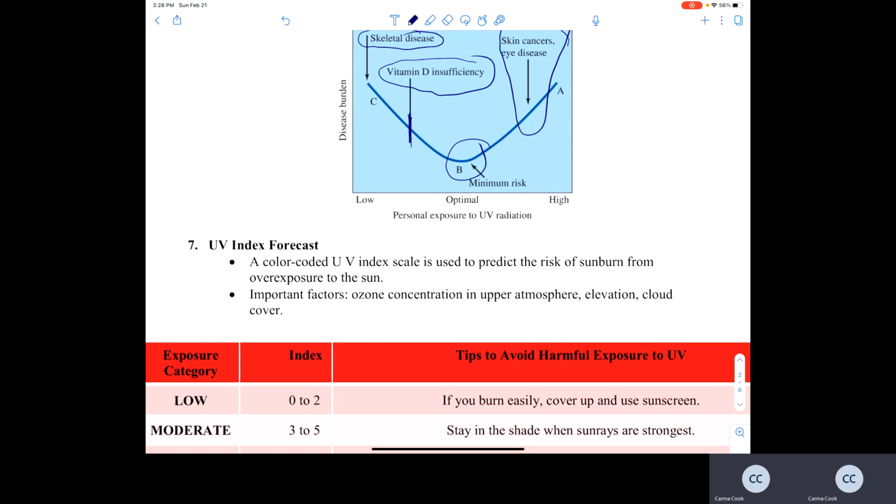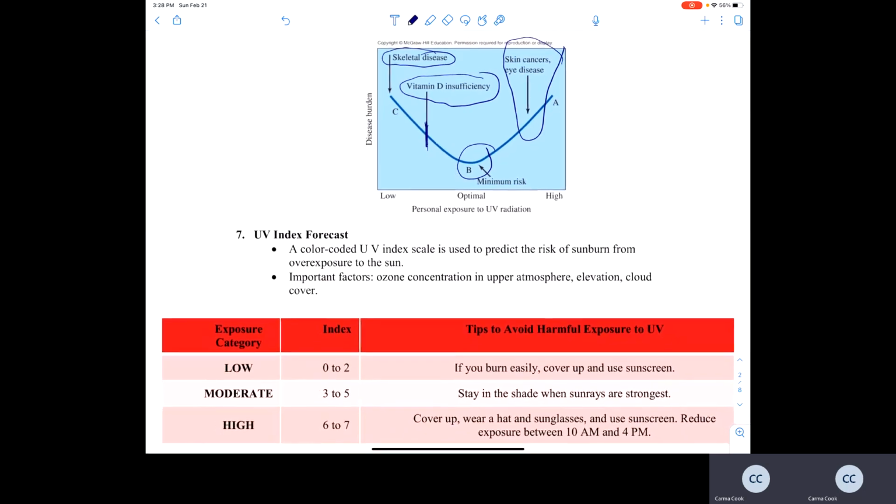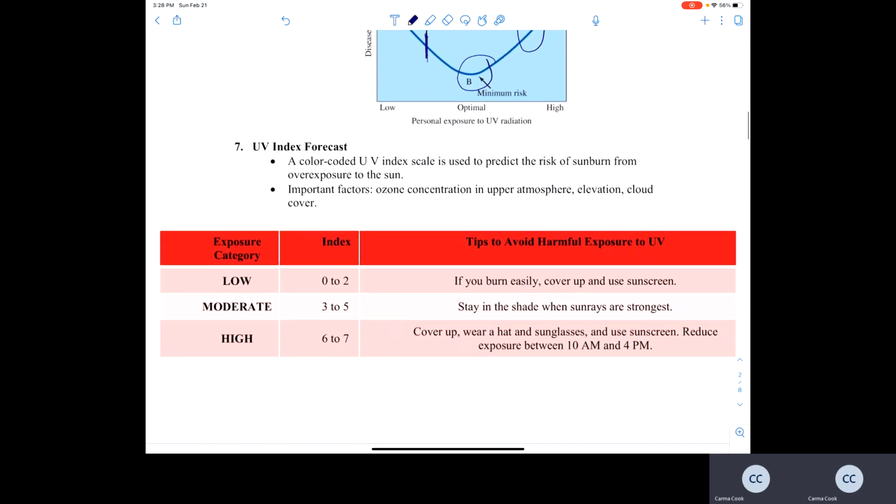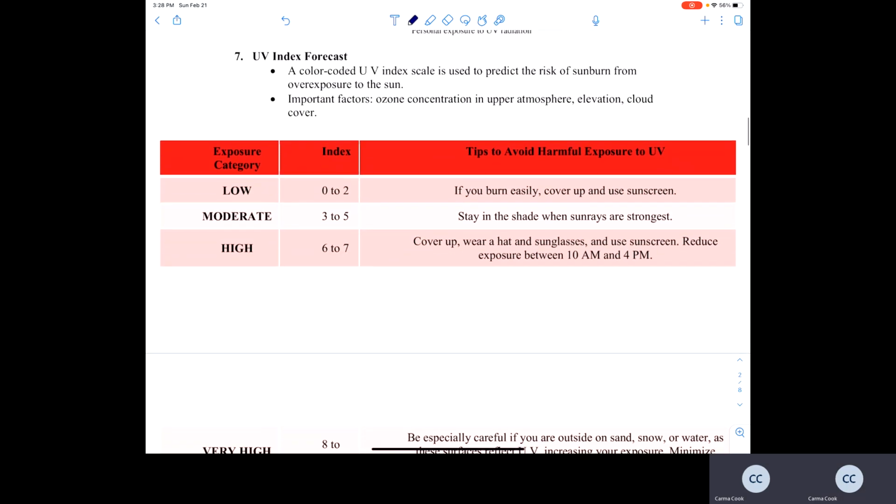So therefore, you can get vitamin D from other sources. And of course, there are vitamin D supplements that you can take as an alternative to obtaining vitamin D from UV radiation. So therefore, how do you know if the UV radiation outside is at a dangerous level and that you shouldn't be outside, or you shouldn't be outside for long periods of time?